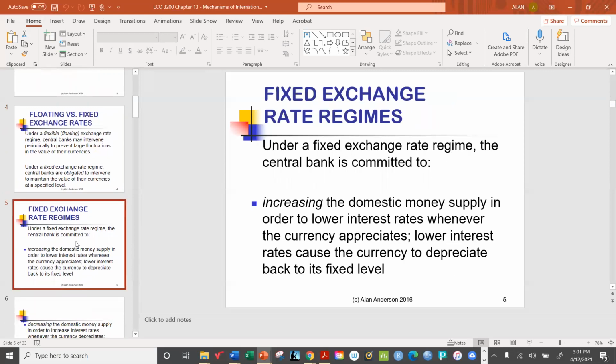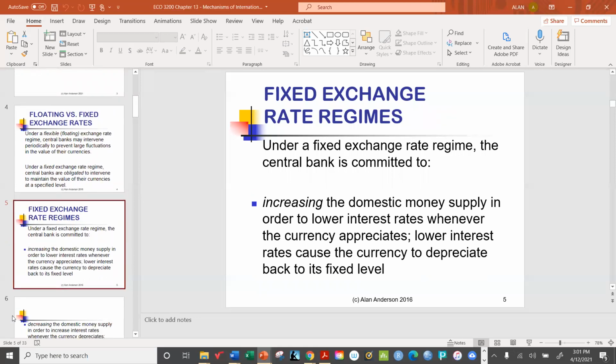So with a fixed exchange rate regime, suppose that we had a fixed exchange rate system. The dollar is fixed with respect to the pound and the euro and the yen and all the rest of the currencies. It's not allowed to fluctuate. So if the dollar starts to strengthen for whatever reason, the central bank would be forced to increase the domestic money supply, which would lower interest rates to keep the dollar from getting too strong.